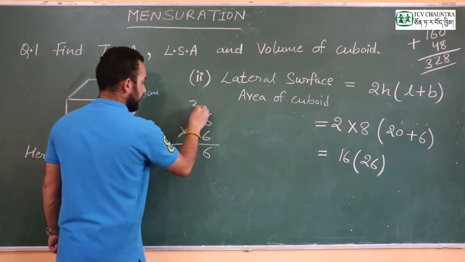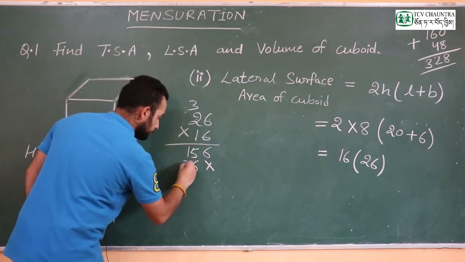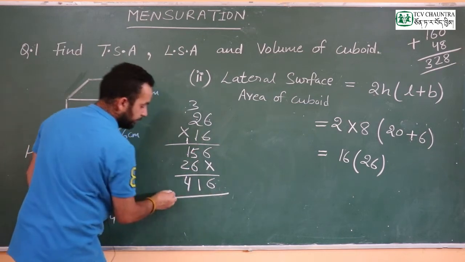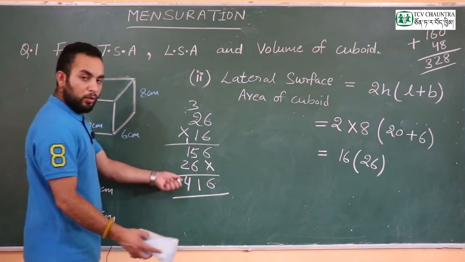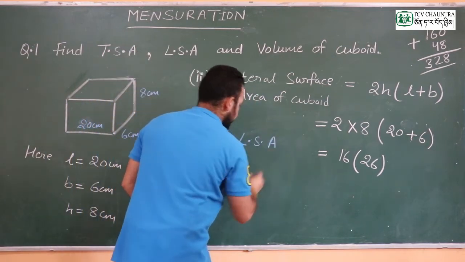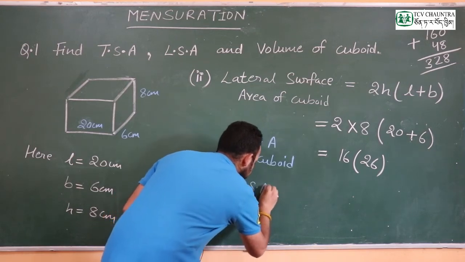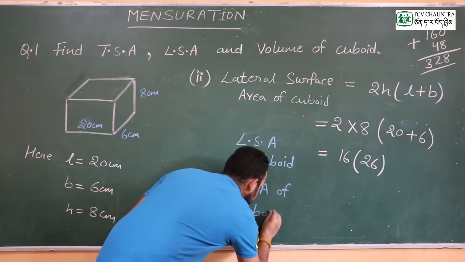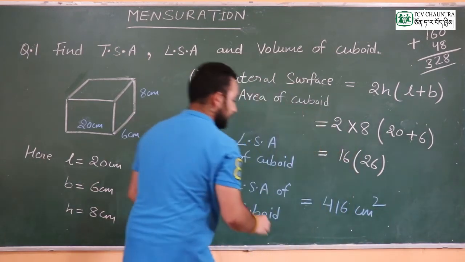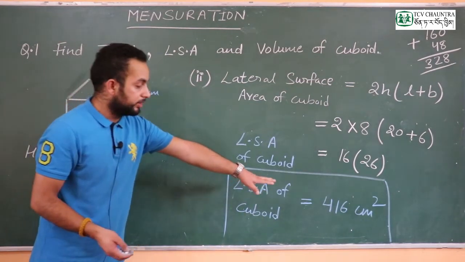6 6s are 36, 3 carry. 6 2s are 12, 13, 14, 15. Okay, 15. 1 6 is 6. 1 2 is 2. Okay, 6, 5, 6, 11, 2, 3, 4. Okay, so you will get the product as 416, right? You will get a product of 416. So the lateral surface area of cuboid is 416. Again, area is always in square. So the value of lateral surface area of cuboid is 416 centimeters square.